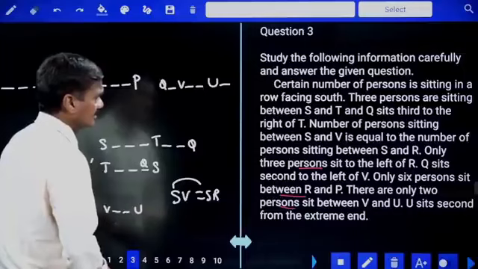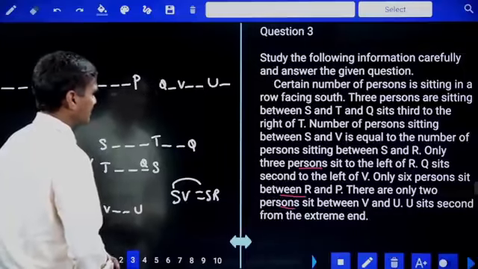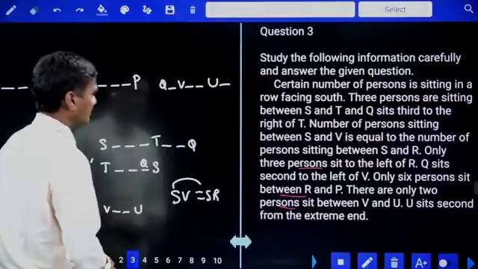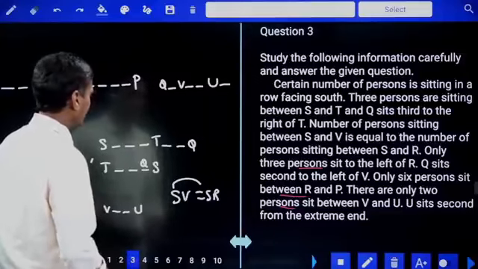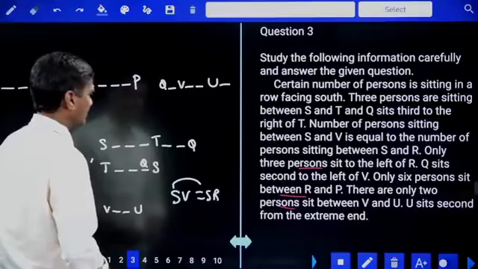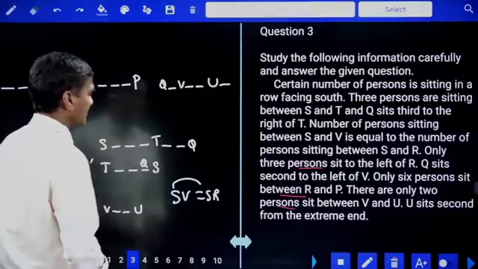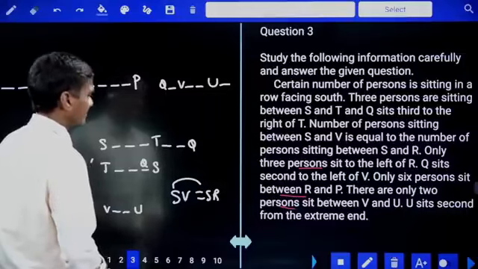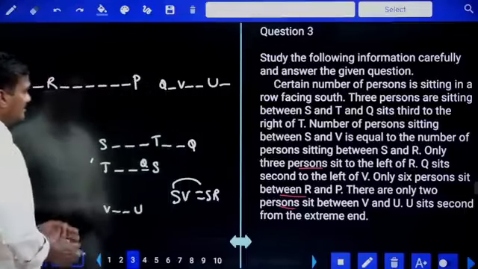And next one, 3 persons sitting between S and T, and Q sits third to the right of T. Number of persons between S and V equals the number of persons between S and R. Only 3 persons sit to the left of R. Q sits second to the left of V. Only 6 persons between R and P. There are only 2 persons between V and U. U sits second from the extreme end of the line. Now this is the information left out.